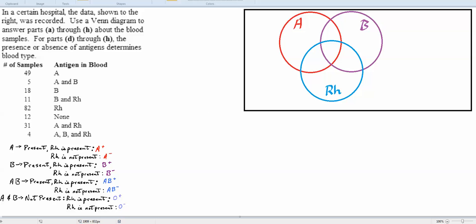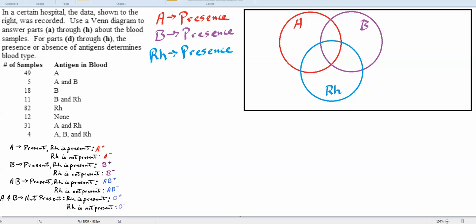Okay, here's our Venn diagram. Remember that A is going to represent the presence of the A antigen, B will represent the presence of the B antigen, RH will represent the presence of the RH antigen. Which means that if we're looking at the absence of the A antigen, we would be looking at everything that is outside the red circle.